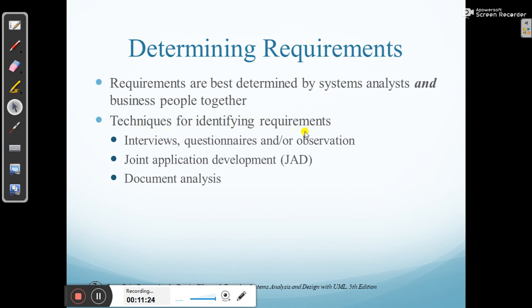Techniques for identifying requirements are interviews, questionnaires, observation, or we might adopt joint application development, or document analysis, analyzing the documents we have regarding the project, regarding the information system that we are going to develop. These techniques can be used not only by system analysts but also along with the business people.